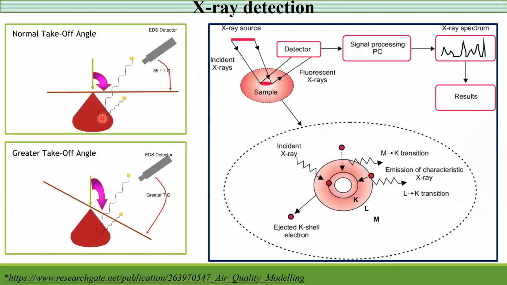All right, now we have a sample. We have X-rays emitted. So there are some EDS detectors, and this is an angle from the surface of the sample to the detector. This is called the takeoff angle. This angle can be increased or decreased with the tilting of the sample. It is required in TEM in particular.